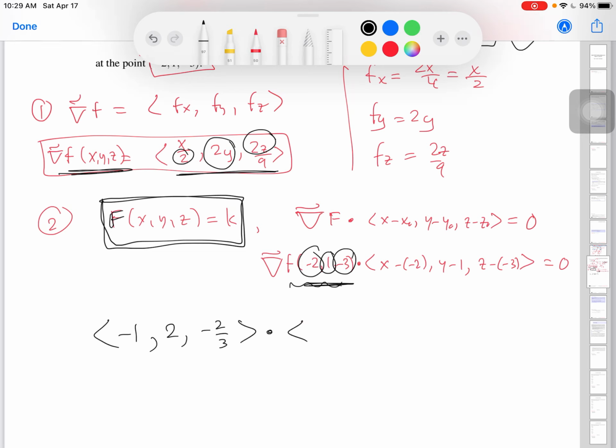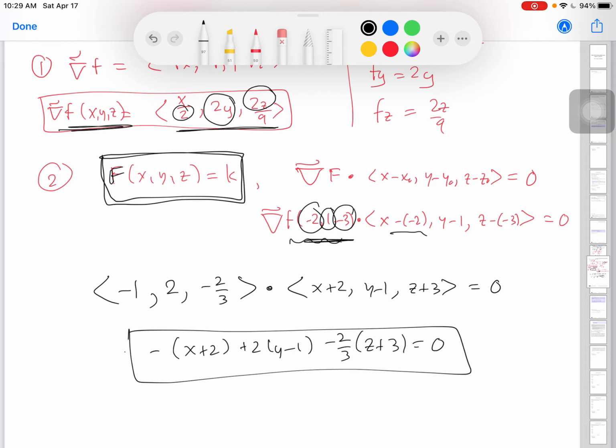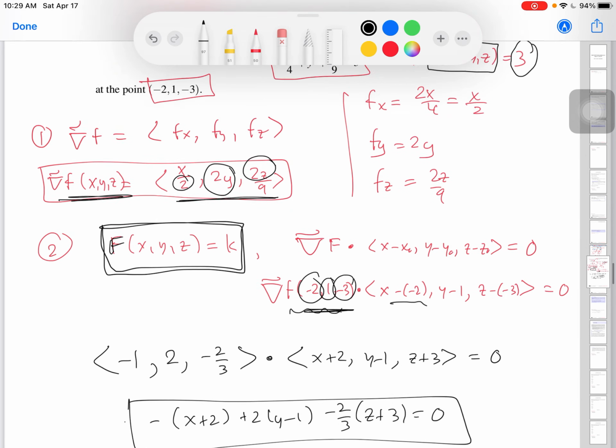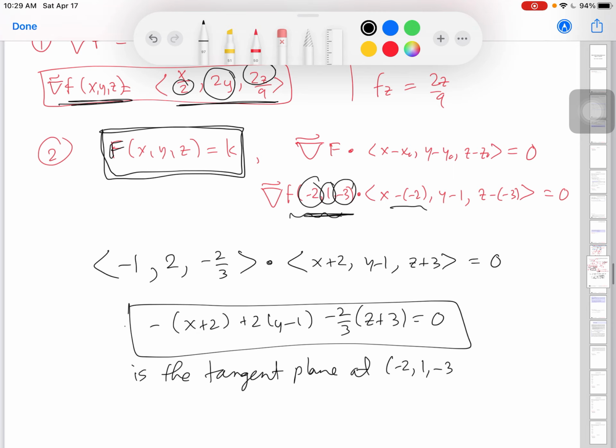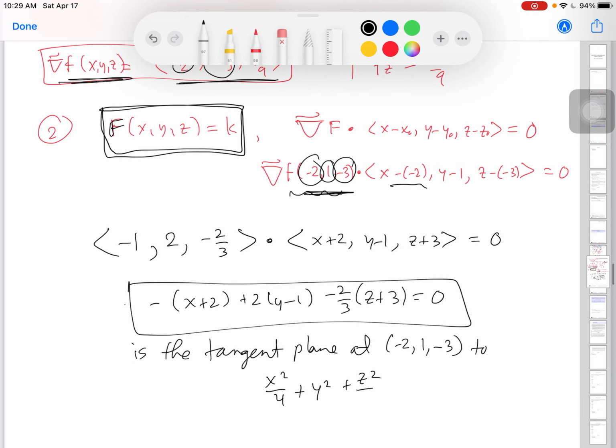And I'm going to dot product this again and simplify these things a little bit. x plus 2, y minus 1, z plus 3. And then finally I calculate my dot product. So I get minus (x plus 2), plus 2 (y minus 1), and then minus 2/3 (z plus 3) equals 0. So this is the tangent plane at the point -2, 1, -3 to the level surface that we were given, z squared over 9 equals 3.